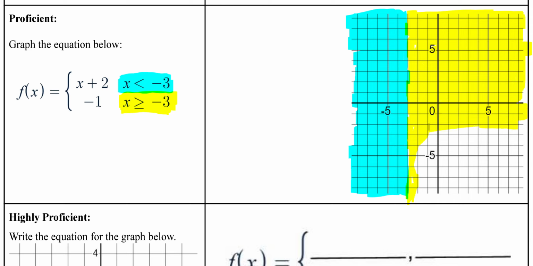All of these places that I am marking are values where x is greater than negative 3. The equal to part is just right on the line. Right where x equals negative 3, we would go by this one, not by the other one.